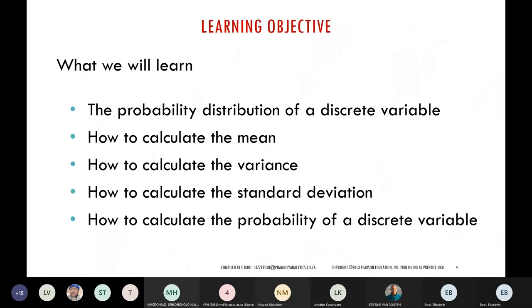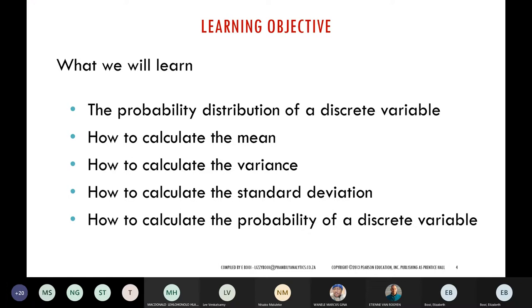So today, you're going to learn about the probability distribution of a discrete variable. And we also remember the discrete variable we've learned in chapter 1, or study unit 1. It comes from a counting process. Remember that. It's a quantitative measure which comes from a counting process. You're going to learn how to calculate the mean of a discrete variable, how to calculate the variance and the standard deviation. Remember, the mean is a measure of central tendency, and we need the mean in order to calculate the variance. And remember that the standard deviation is the square root of your variance.